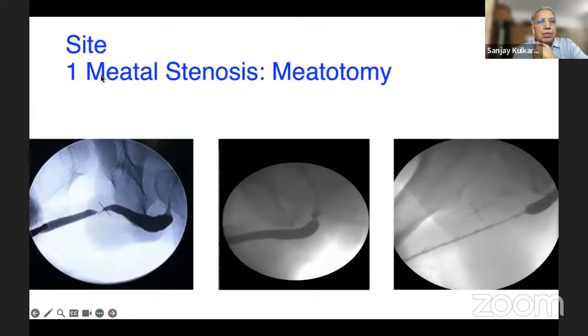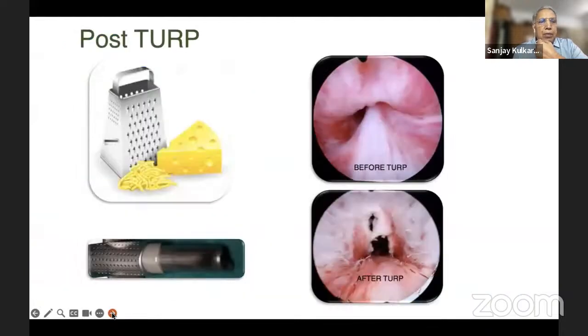As I said, site 1 is meatal stenosis or navicular fossa stenosis, and the treatment is meatotomy. In this patient, you can see there is total obliteration of the penoscrotal junction. This is the proximal bulbar stricture. And on the right, you can see a pan-urethral stricture. So these are 4 different scenarios we see after TURP.